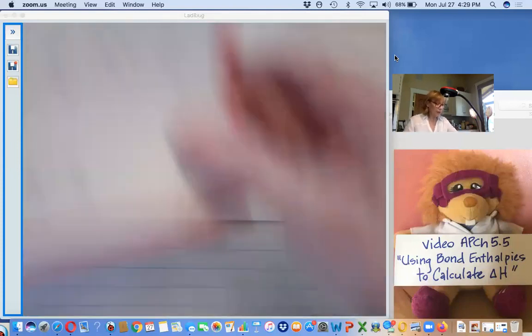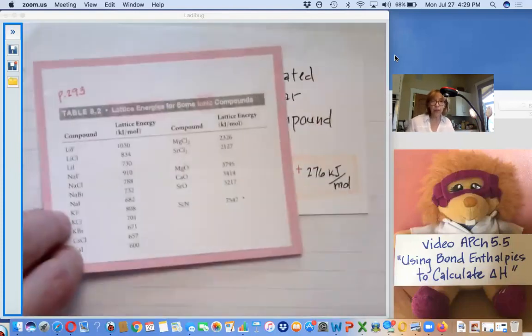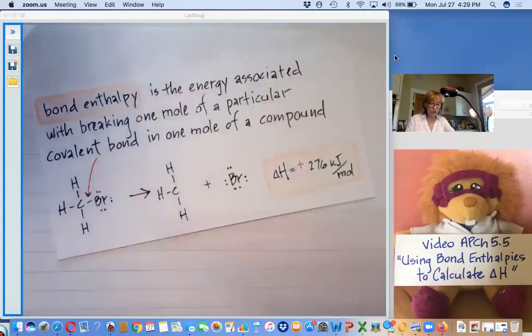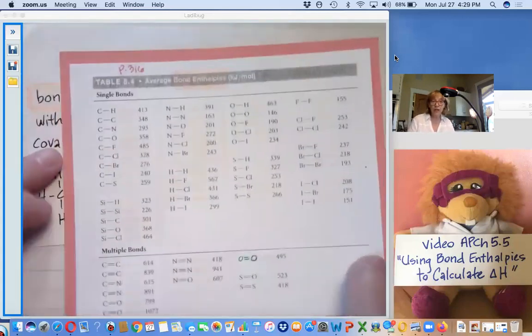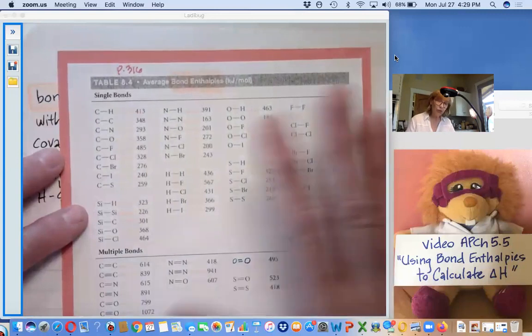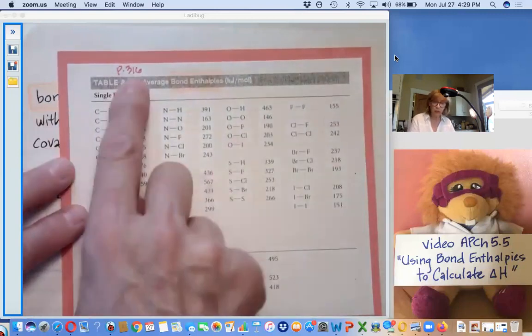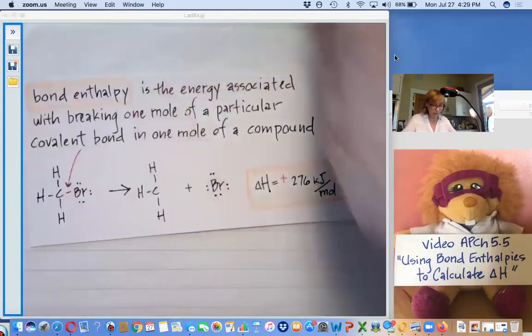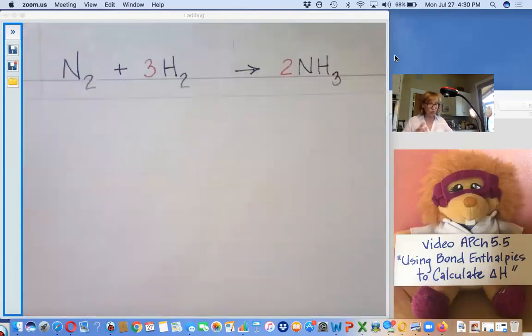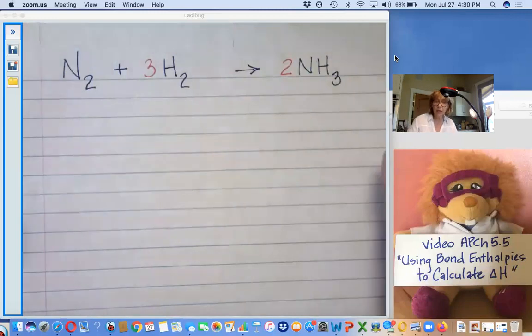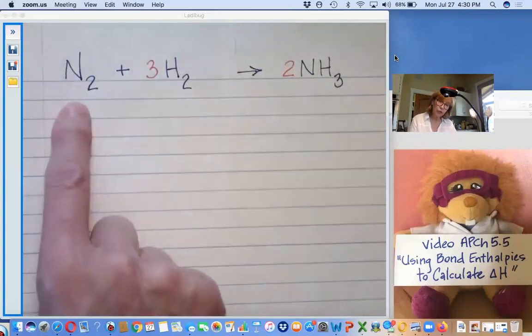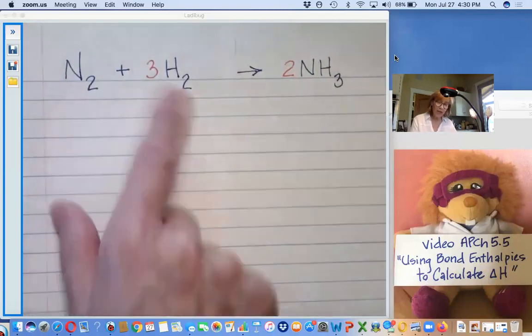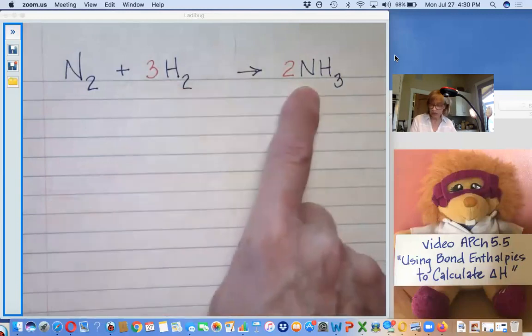Now, in the same way that we had tables of lattice enthalpies, we also have tables of bond enthalpies. So we're going to be using this table. It's in your textbook on 316. But before we get mathy with that, let's just go to the particle level for a minute and consider the reaction between nitrogen gas and hydrogen gas to make ammonia gas.